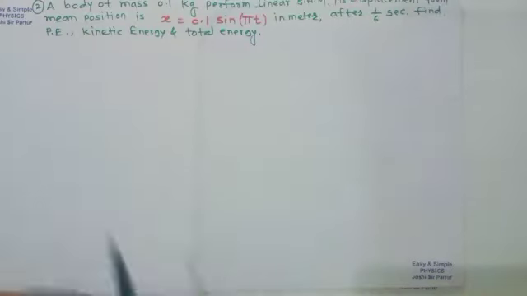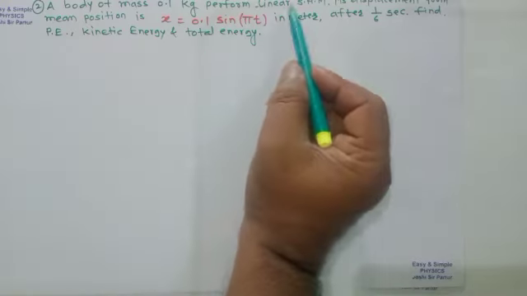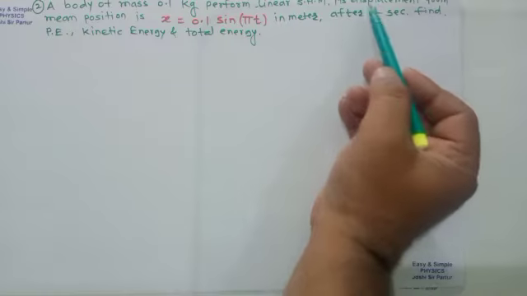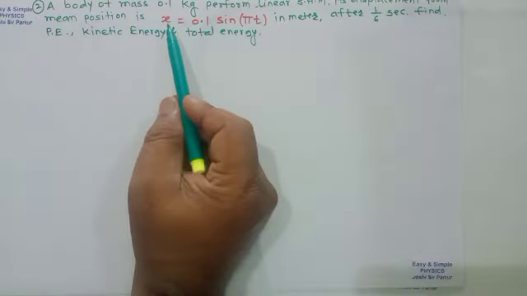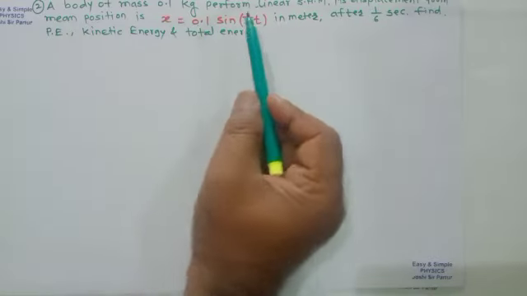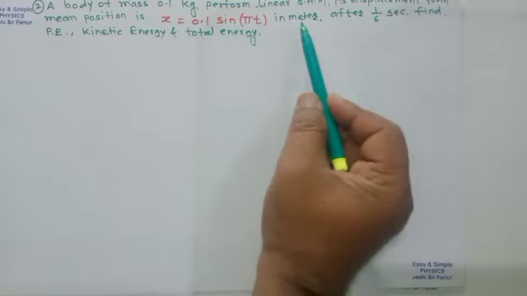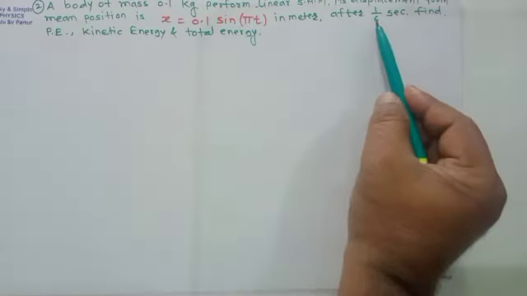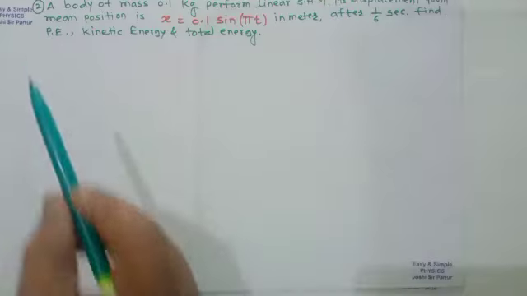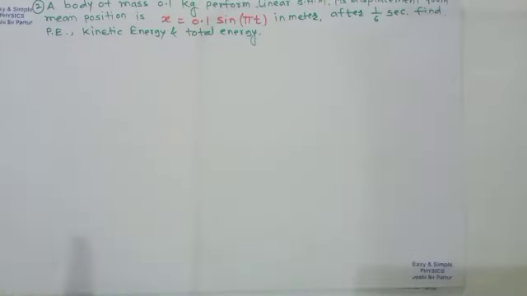A body of mass 0.1 kg performs linear simple harmonic motion. Its displacement from the mean position is x equal to 0.1 sin of pi t in meters. After 1/6 second, find kinetic energy, potential energy and total energy. These numericals will be the same.